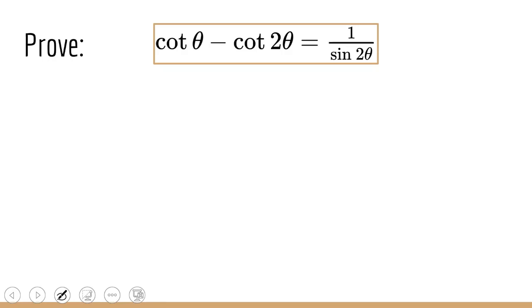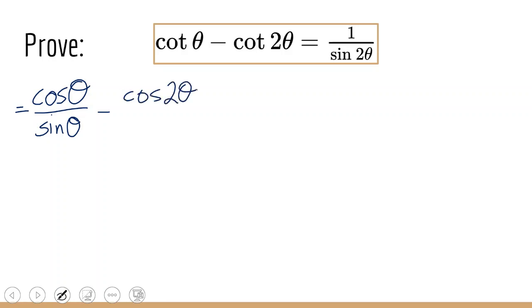Okay, let's try another proof over here. Cotangent theta plus cotangent 2 theta is equal to 1 over sine 2 theta. Again, I'm going to focus on the left-hand side and see if I can reach the right-hand side. For cotangent, I know that's equal to cosine theta over sine theta. And then here it's 2 theta, so it'll be cosine 2 theta over sine 2 theta. Okay.